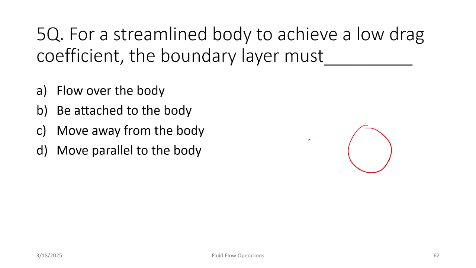If the streamline is being separated, then obviously there will be some eddies that are formed here, and they will also cause drag. So if you want to reduce this, it should be attached to the body, option B. And there should be no separation of the streamline flow.